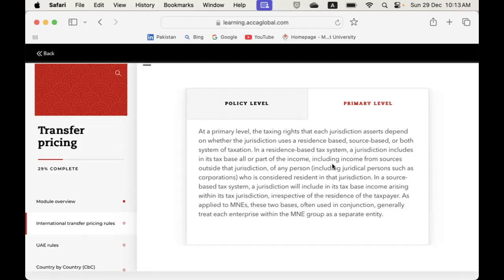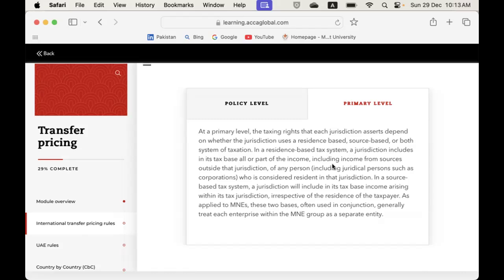In your view, what is source-based taxation? This is a question that we have discussed before. I'm going to repeat this. What is the difference between source-based taxation and residence-based taxation? Can somebody tell me the difference between residence-based taxation and source-based taxation?